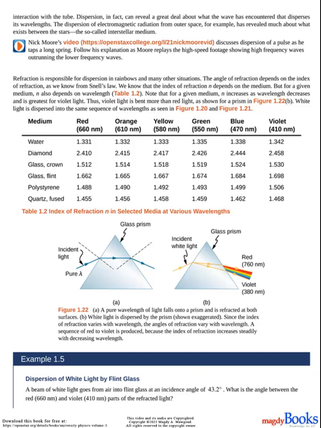Since the index of refraction varies with wavelength, the angles of refraction vary with wavelength. A sequence of red to violet is produced, because the index of refraction increases steadily with decreasing wavelength.